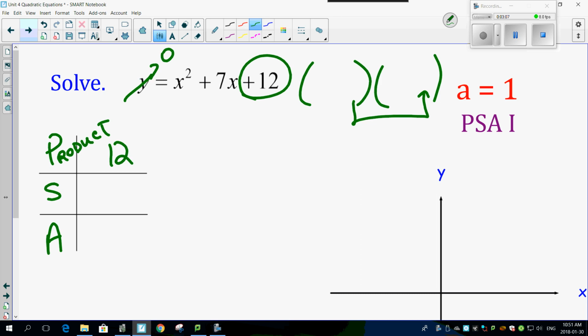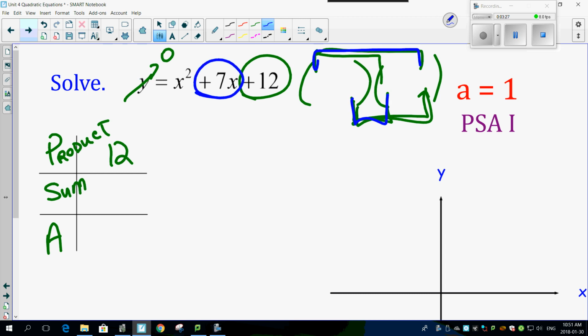The S stands for sum. And if you remember, after you did the FOIL, which was the first, and then you did the outer, and then you did the inner, and then you did the last, you have to remember that it was the outer and the inner that were added together to give you this term. And that's why this is called the sum, 7.